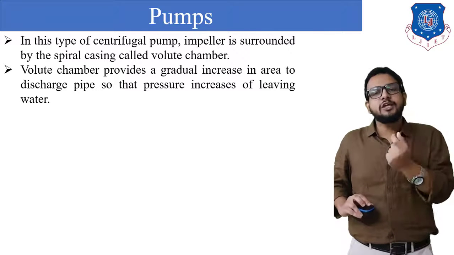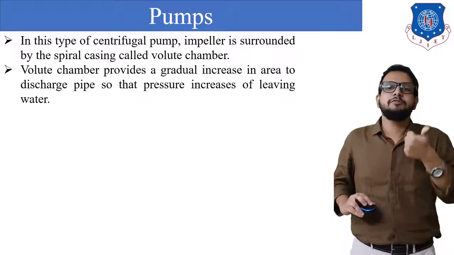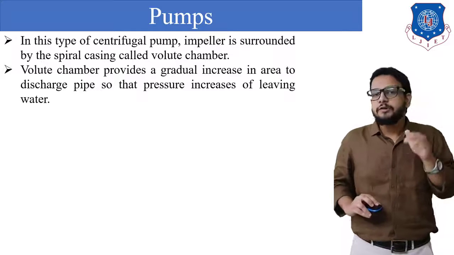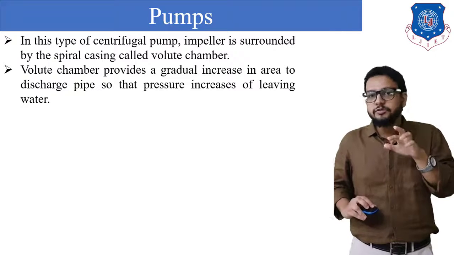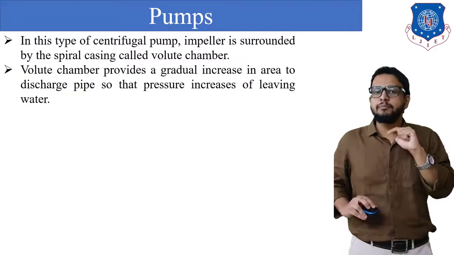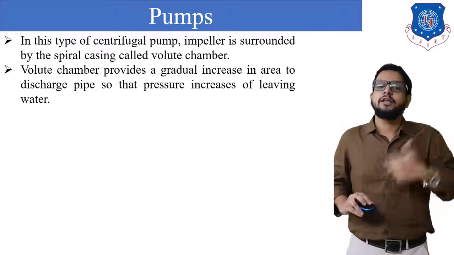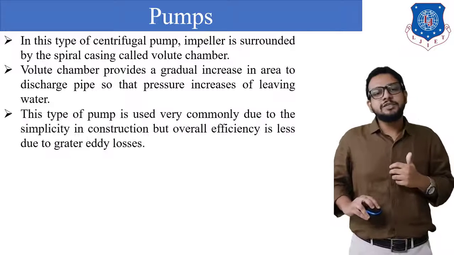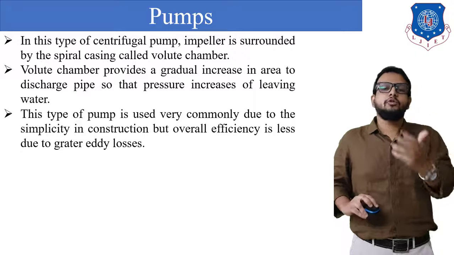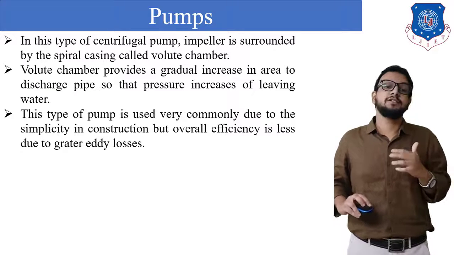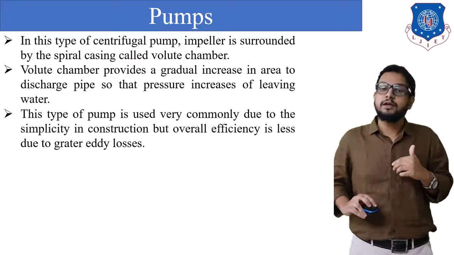If one form of energy is reducing, then the other form of energy will increase, right? Because of an increment in the area, velocity reduces. If velocity reduces, kinetic energy is going to reduce, so according to Bernoulli's equation, pressure energy is going to increase. That is the concept which has been used in our centrifugal pump. This type of pump is used very commonly due to simplicity in construction, but the overall efficiency is less due to greater eddy losses.